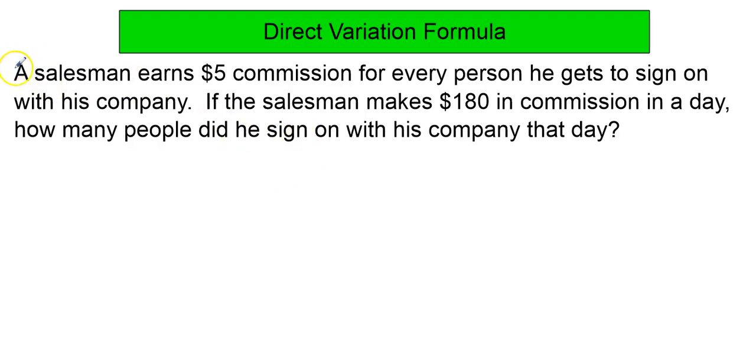Well, let's start off with what we started with. A salesman earns $5 for every person. And we want to write algebraically what that means, okay? So algebraically, I know that for every one person I sign on, I'm going to get $5. So let's look at this. We'll use P to represent the number of people, and we'll use C to represent the total commission, so the total amount of money that he makes.